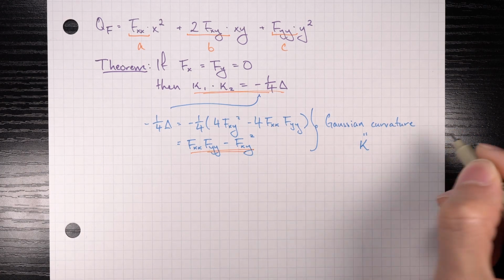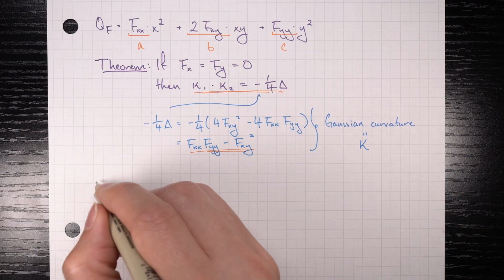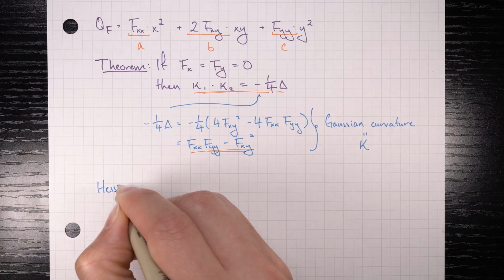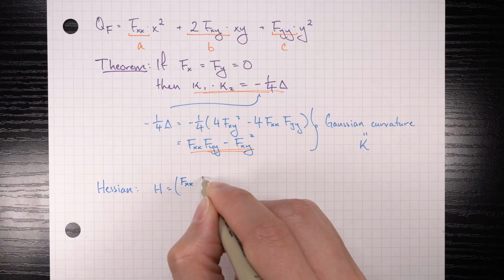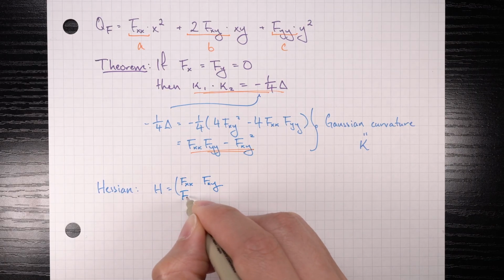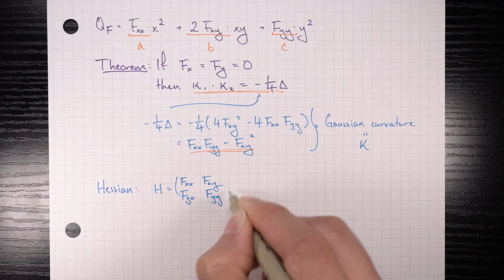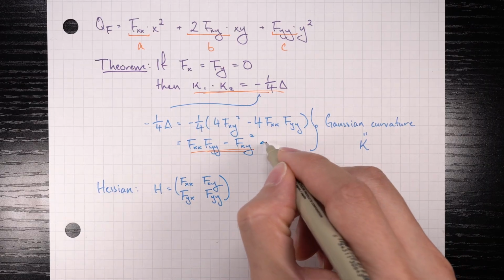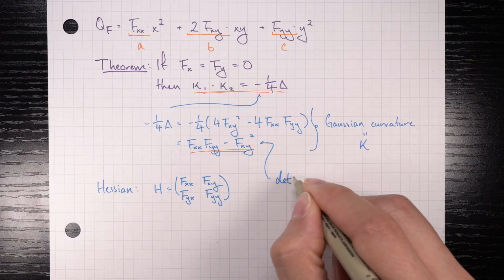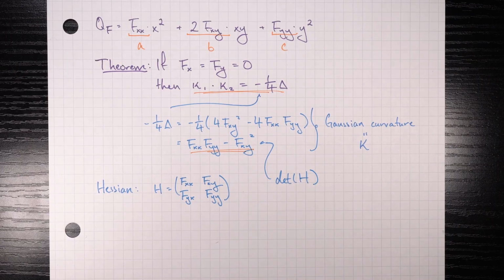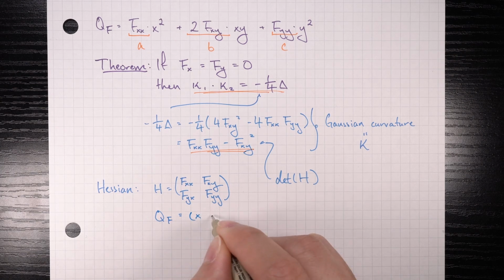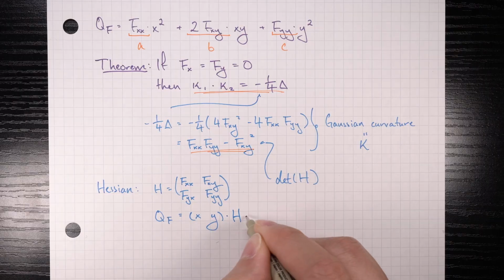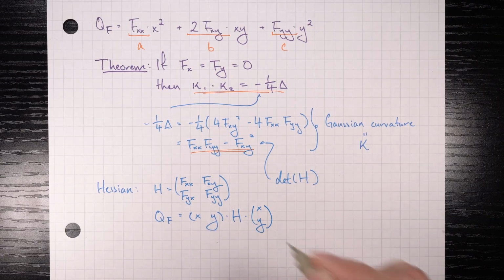capital K here. It's at this point that I also want to mention this Hessian matrix for f. It's this 2x2 matrix whose coefficients are just the second order partials for f. And what we see is that this Gaussian curvature is the determinant of this Hessian. And it's not a coincidence that there's this relationship between this Hessian and the discriminant of Q sub f. In fact, we can write Q sub f in terms of this Hessian as this product of matrices, where these are 1x2, 2x2, and 2x1 matrices.